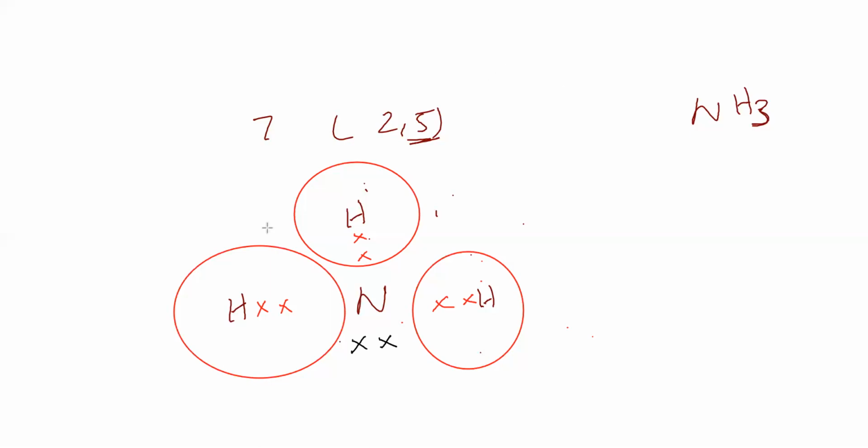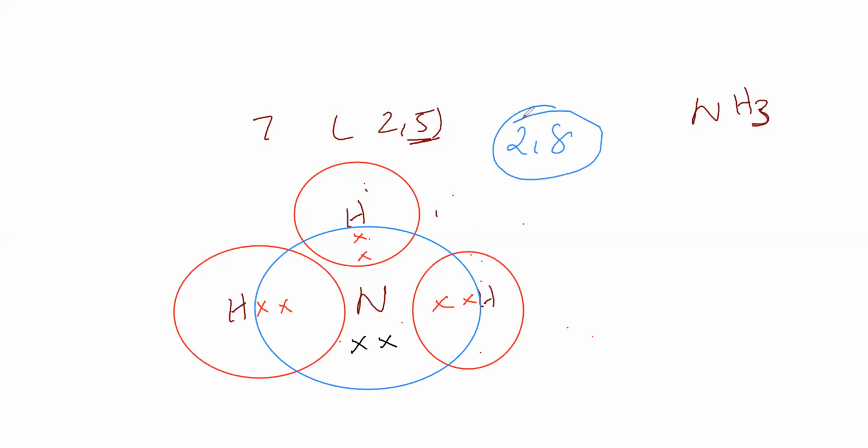So how will I draw it? Something like this. Correct? So nitrogen has 8 electrons. It has 3 electrons plus 5, because it is 2, 8. It follows the octet rule. It received 3 electrons from hydrogen.